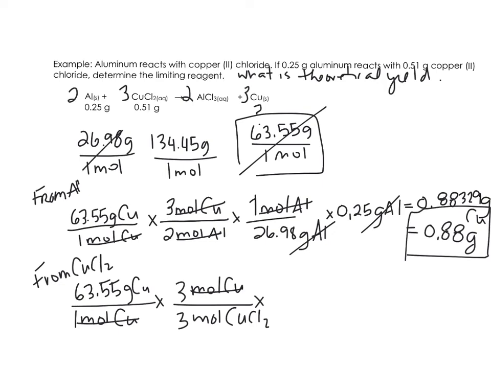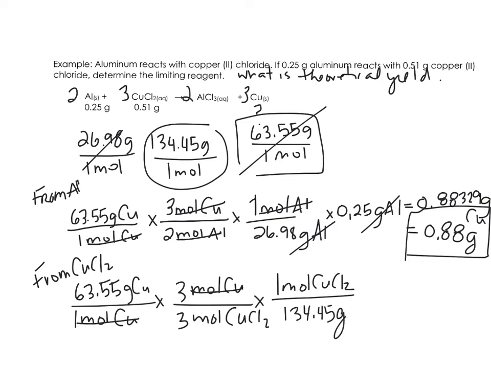We should have crossed that out. What has moles of CuCl2 in it? Well, the molar mass. So 1 mole copper 2 chloride and 134.45 grams. So now moles of CuCl2 cancel, but not the numbers. Now I'm going to multiply it by the grams of CuCl2 so that those units cancel.